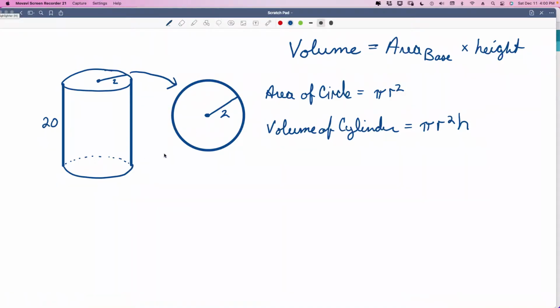So for this particular cylinder, we have a diameter of 2 meters and a height of 20 meters. So we can sub in these values. We have pi times the radius, which is 2 meters, times 2 meters, times the height, which is 20 meters. See how easy that is? So 2 times 2 is 4, and 4 times 20 is equal to 80.